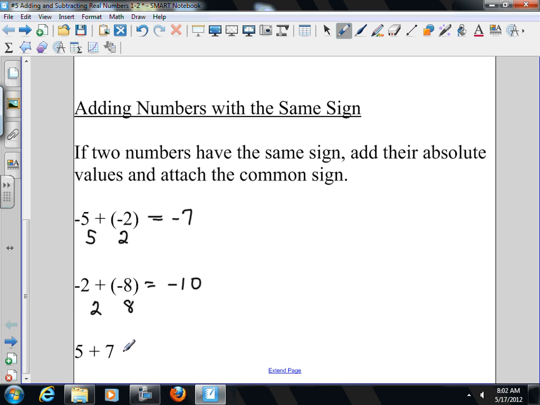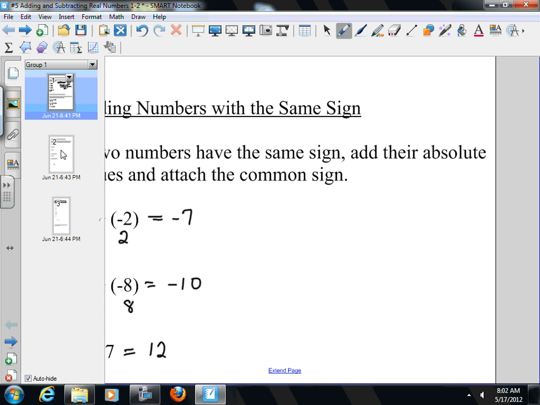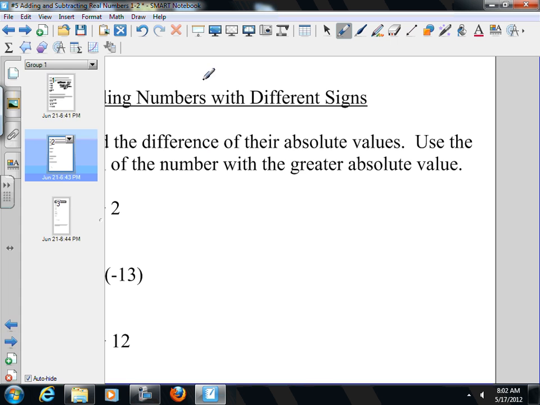If you have something like 5 plus 7, don't fret over it. It's the same addition you've always known. Okay, absolute value of 5 is 5, absolute value of 7 is 7. Add them, you get 12. They're positive. You don't even have to go through that. You know 5 plus 7 is 12. Okay, so let's move on.